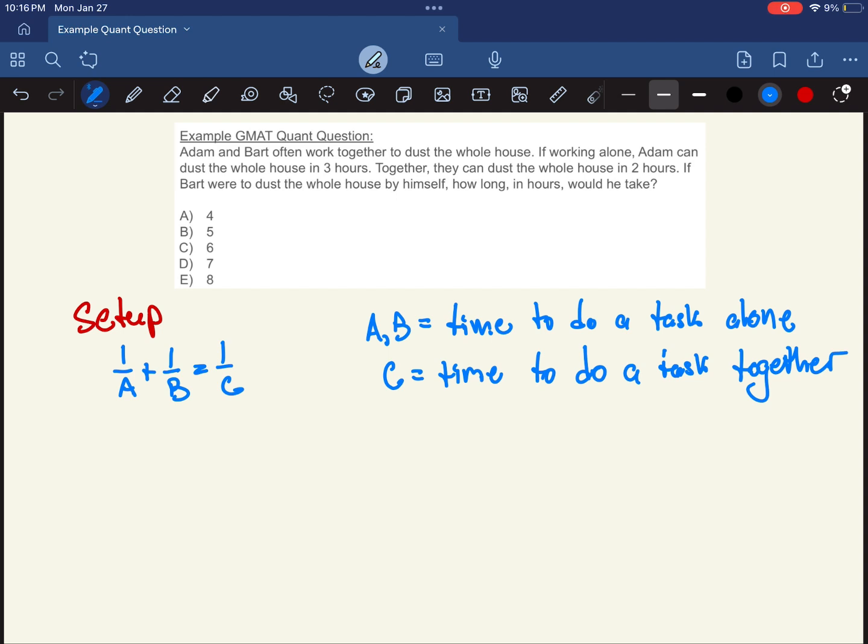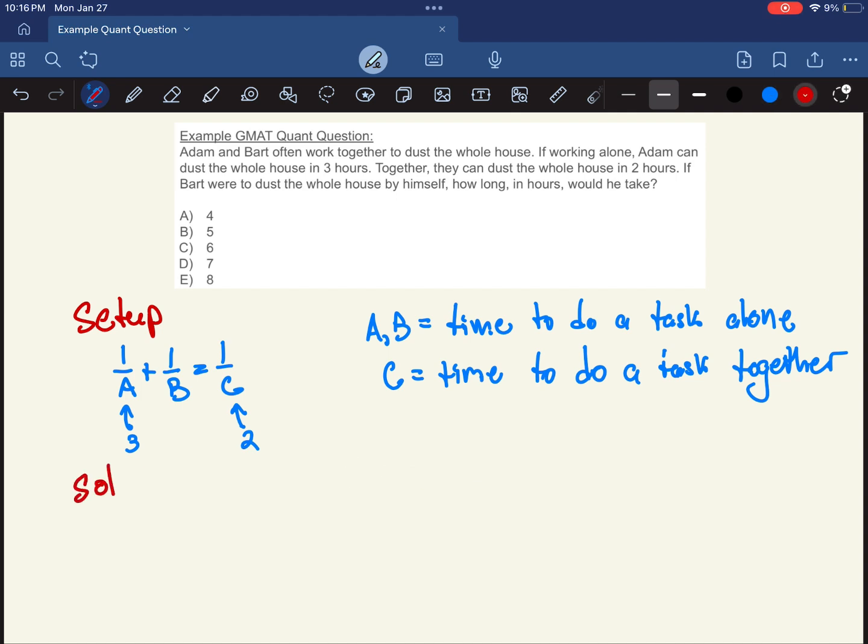So just from the question itself, we actually know the term A, which is the time it takes for Adam to dust the house alone, is 3 hours. We also know that together it only takes them 2 hours. So we actually have one unknown, B, and one equation, so we are able to solve for B.